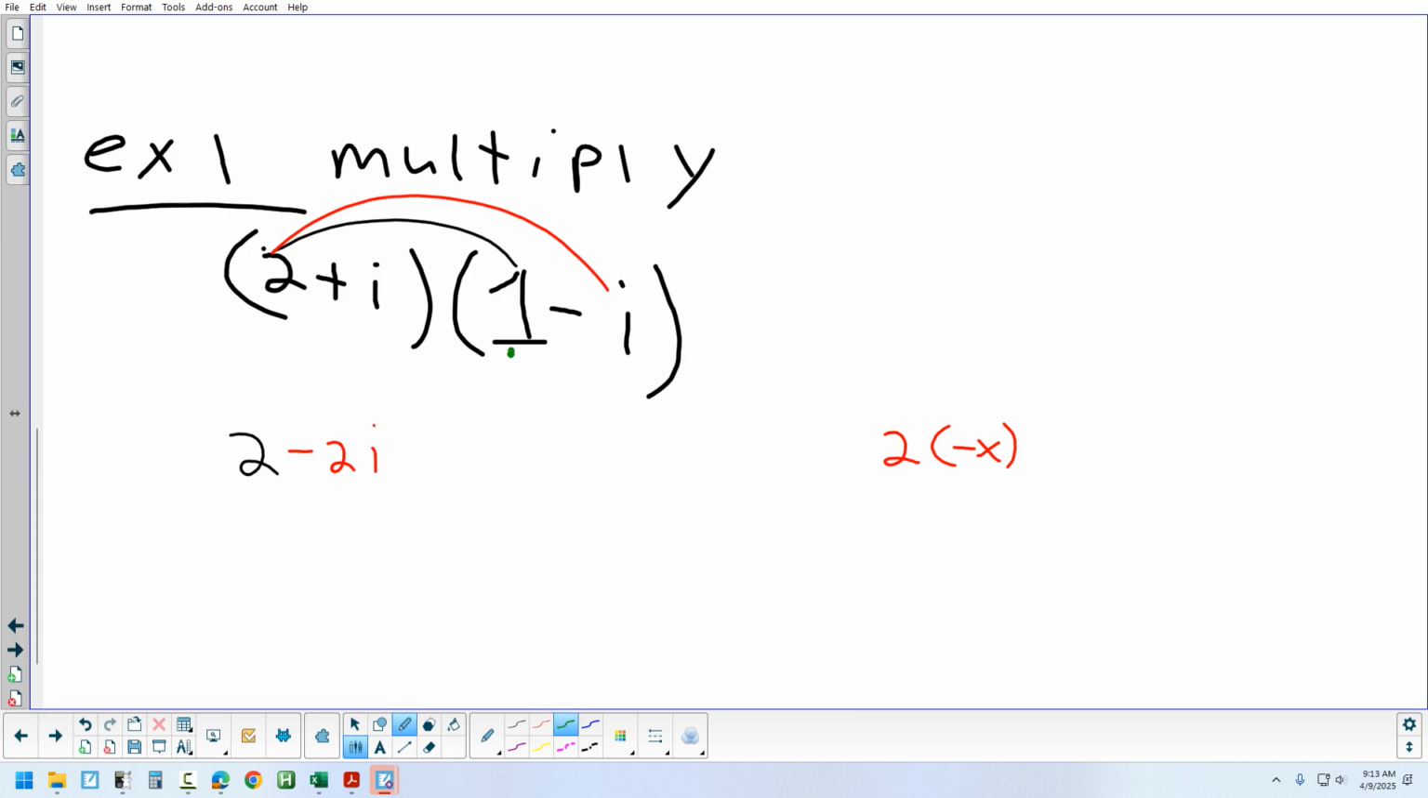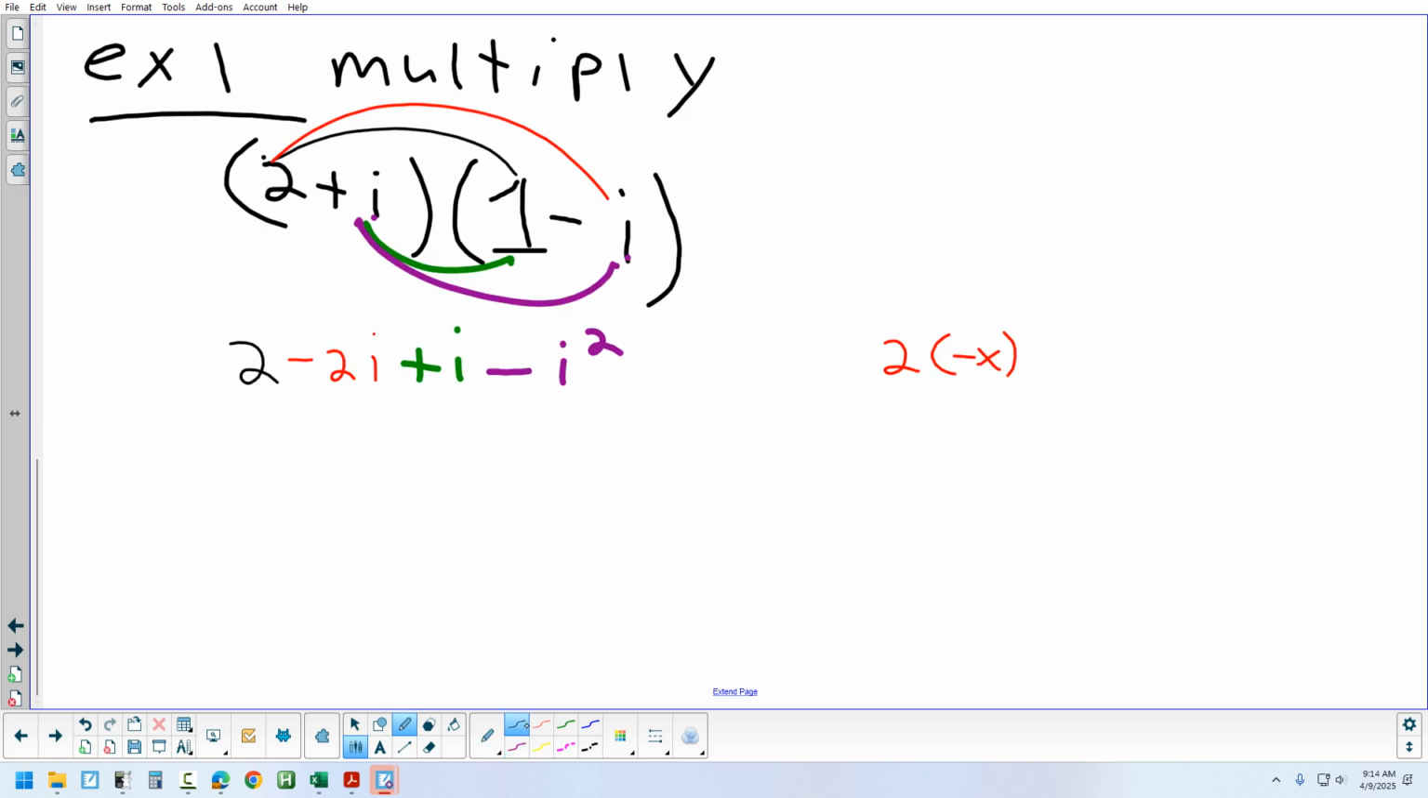Then you do your inner. What's 1 times i? It's just i. And now we have to do the last. Well, let's start with, it's a positive times a negative. What's a positive times a negative? Negative. And now you have to do i times i. What's i times i? i squared, just like doing x times x. Okay, so I kind of color coded each part for you.